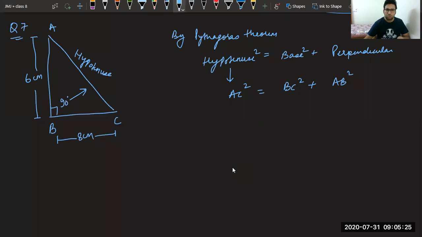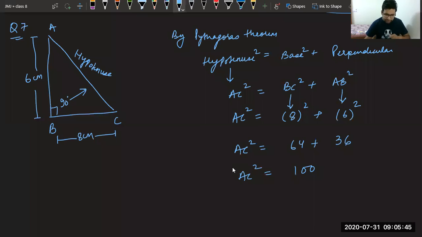Now put the values. AC square is equal to, what is the value of BC? Everyone, it is 8 square. What is the value of AB? It is 6 whole square. Now solve it. It is equal to 8 squared is 64 plus 6 squared is 36. We get AC square equal to 100. That means AC is equal to under root 100, and AC is equal to how much? Yes class, AC equal to how much?